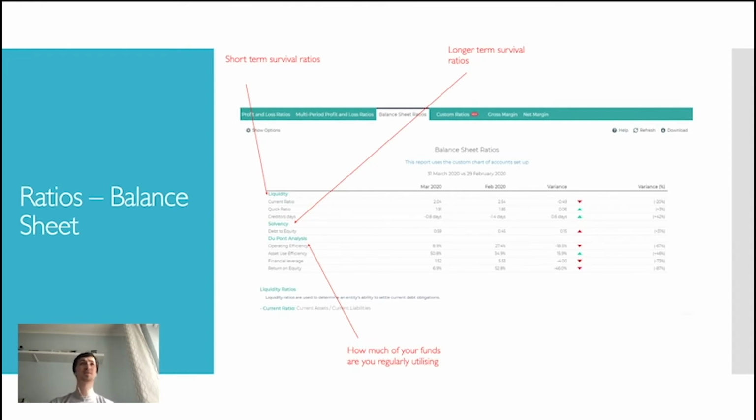Now I'm going to pass you over to Tom for if you want to make your own custom ratios.